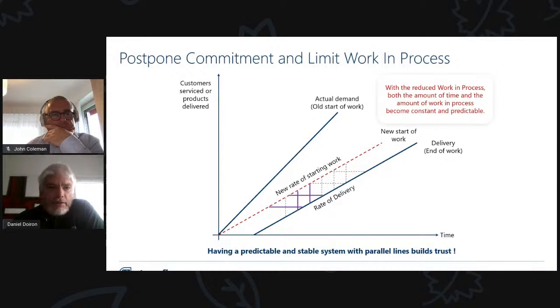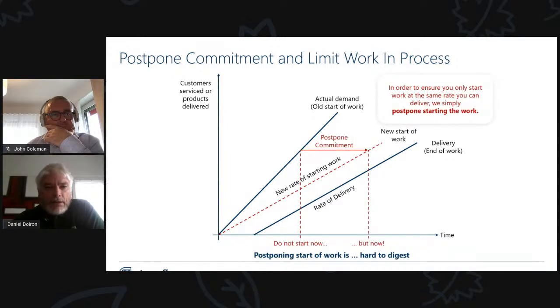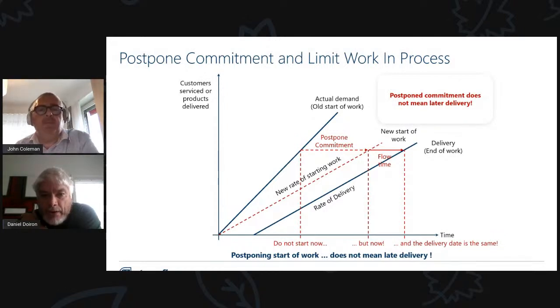But that's still a pretty bold proposition to make because we're postponing commitment. So we're saying, before we started work here, but now you have a new rate of starting work and we're going to start work here. Okay, everybody sees my cursor, I hope. And the flow time is going to go here and the delivery date is going to stay the same. Okay, so you're telling me that you're going to start later and you're going to finish at the same date. So what's the deal? How does this work?